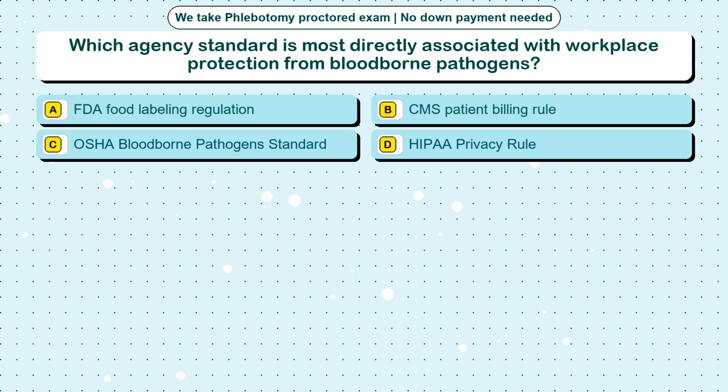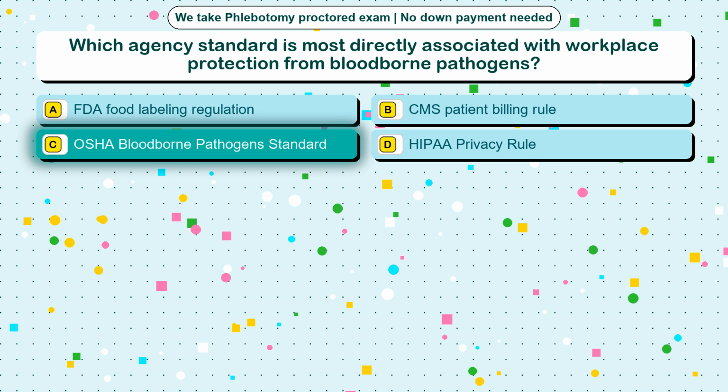Question 95. Which agency standard is most directly associated with workplace protection from bloodborne pathogens? Option A. FDA Food Labeling Regulation. Option B. CMS Patient Billing Rule. Option C. OSHA Bloodborne Pathogens Standard. Option D. HIPAA Privacy Rule.